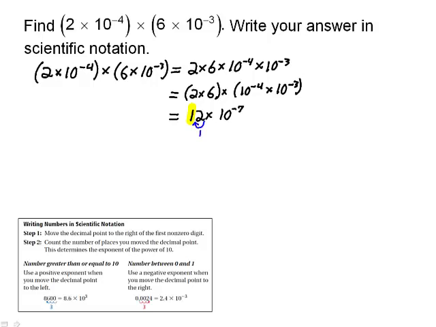Because the number is greater than 10, we use a positive exponent. So we can write 12 as 1 and 2/10 times 10 to the first. And then this is still multiplied by 10 to the negative seventh. We can use the product of powers property again to simplify the powers of 10. So first we write 1 and 2/10.